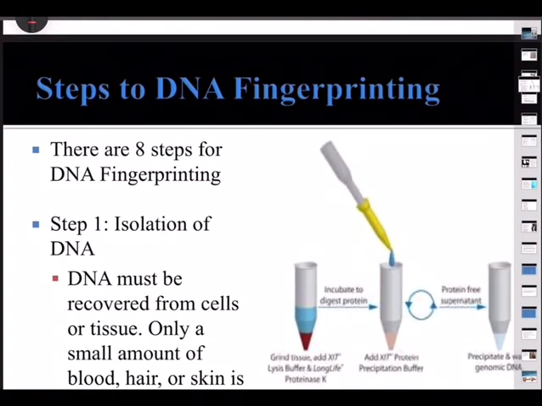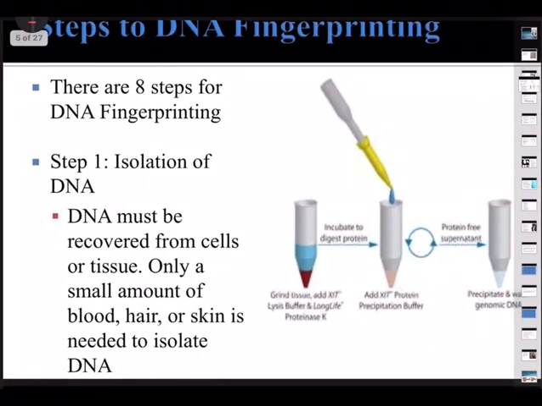What are the steps involved in that? There are 8 steps for DNA fingerprinting. Step 1, isolation of DNA. So keep notes and write down all this. These are very important. Isolation of DNA. DNA must be recovered from cells or tissue. Only a small amount of blood, hair, skin is needed to isolate DNA. So this is how we do. This is the process. Okay.